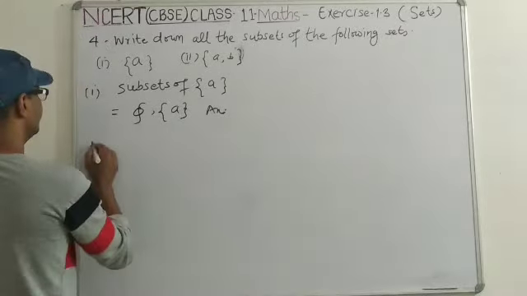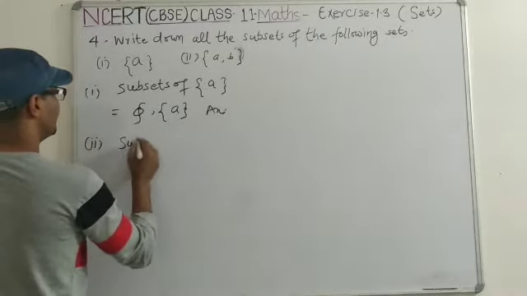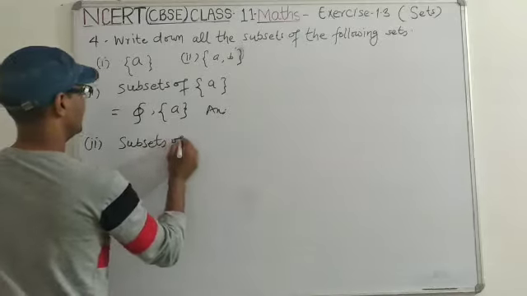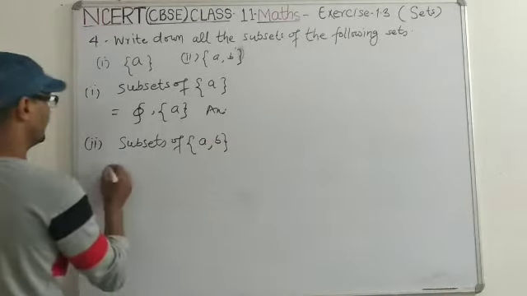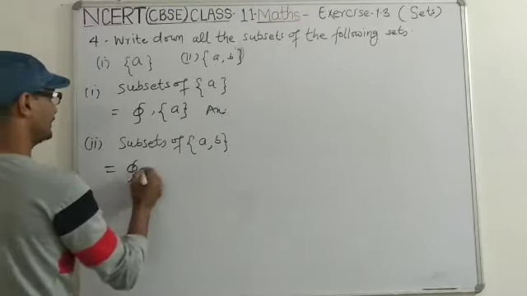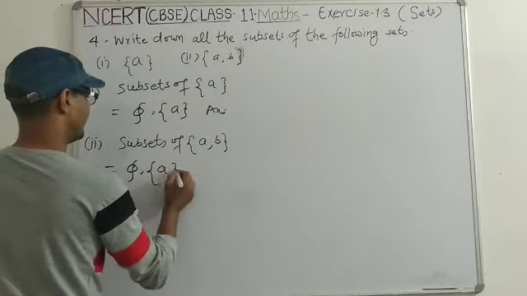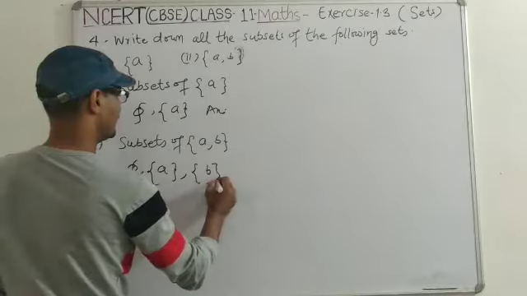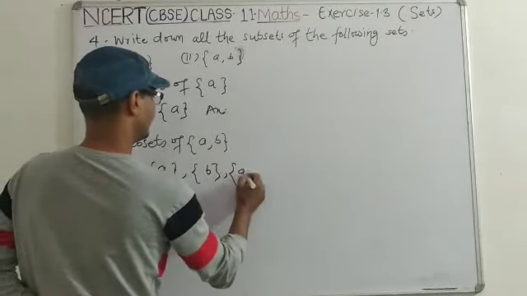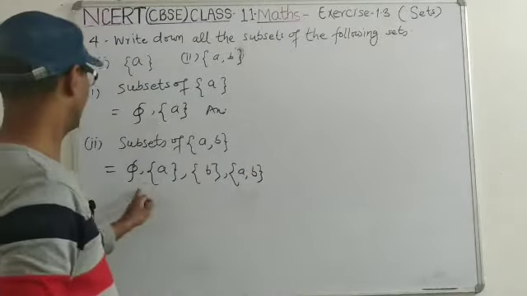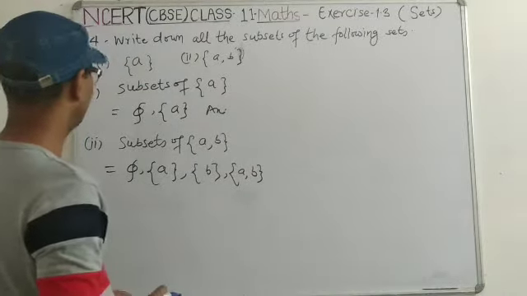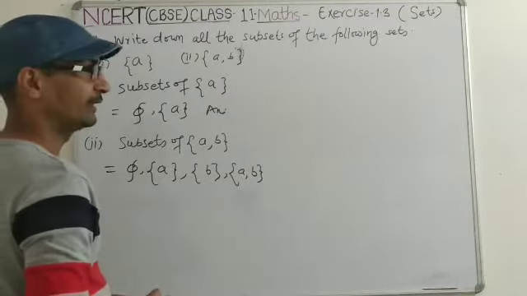Number 2 is subsets of AB, equal to: first is phi, second is A, third is B, and also AB. AB is a subset of itself. So 1, 2, 3, 4, there are 4 subsets of AB.